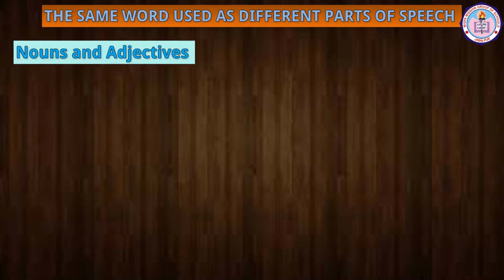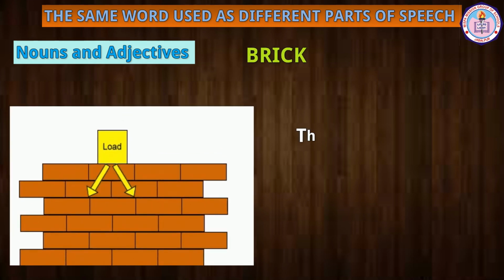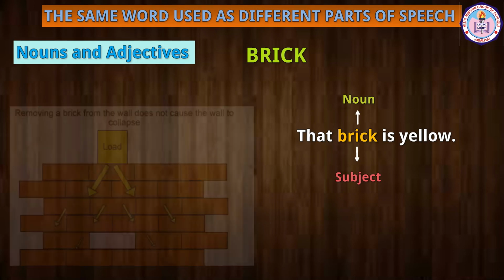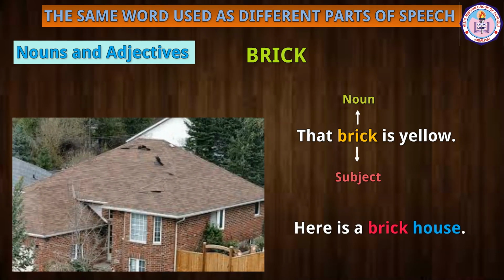Nouns and adjectives. Some words can be used as nouns as well as adjectives. For example, brick. That brick is yellow. Here, brick is a noun acting as the subject of the sentence. Here is a brick house. The word brick is followed by the noun house to describe it.